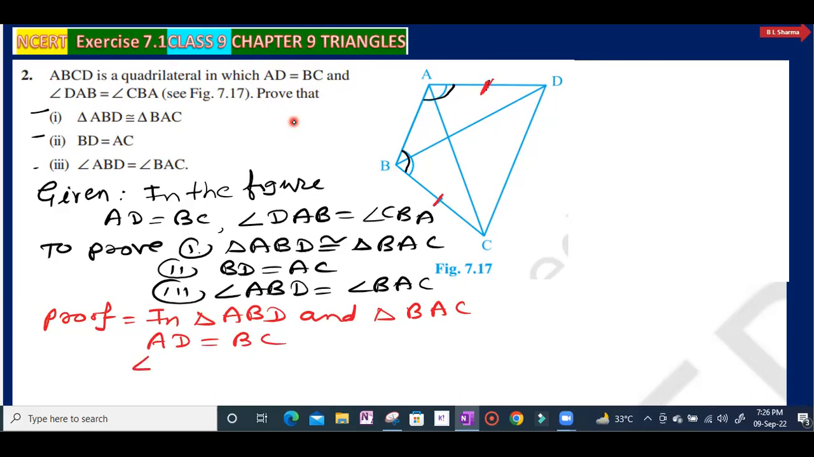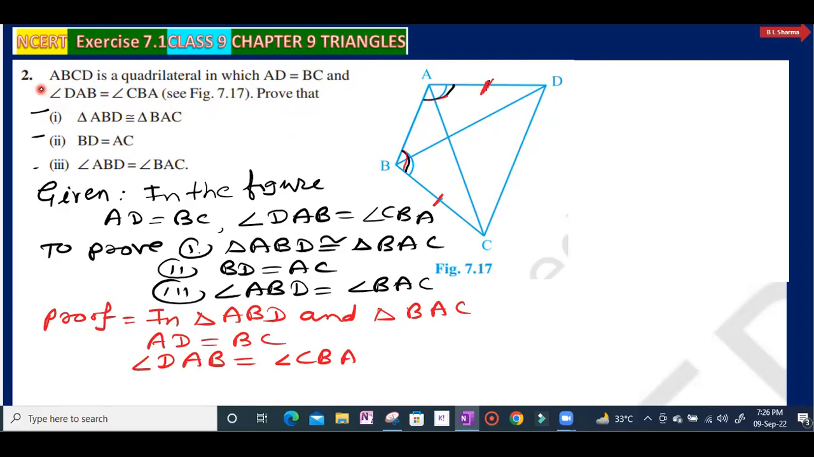Number 2, angle DAB is equal to angle CBA. It is also given. Angle DAB is equal to angle CBA. It is given. Means this angle is equal to this angle.